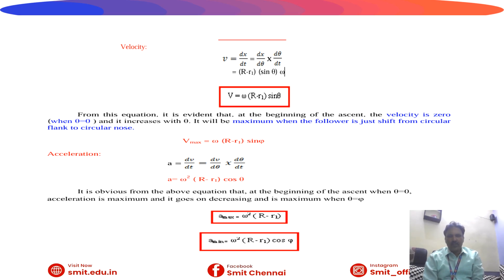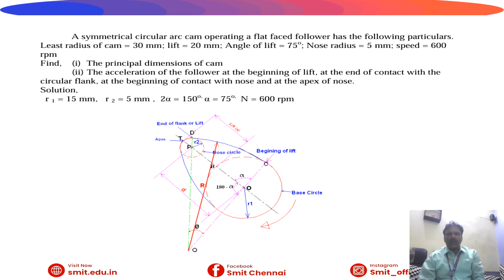These two formulas are very, very important. For maximum acceleration and minimum acceleration, we are using these formulas. That is omega square (r minus r1), and omega square (r minus r1) cos phi. Now this is one formula. Based on the derivative parts, we are going to solve one basic problem.